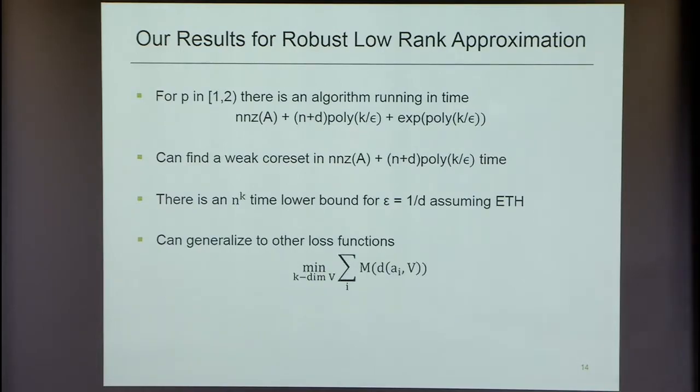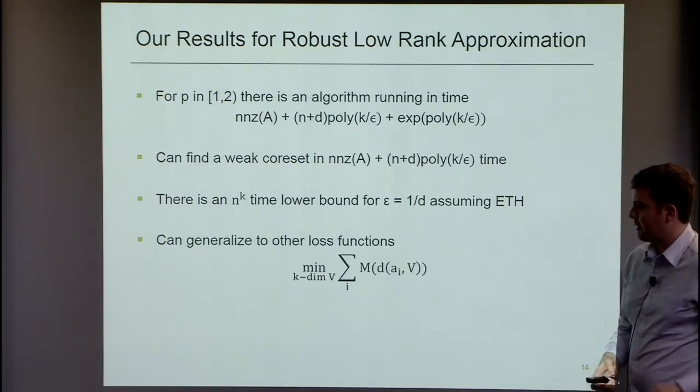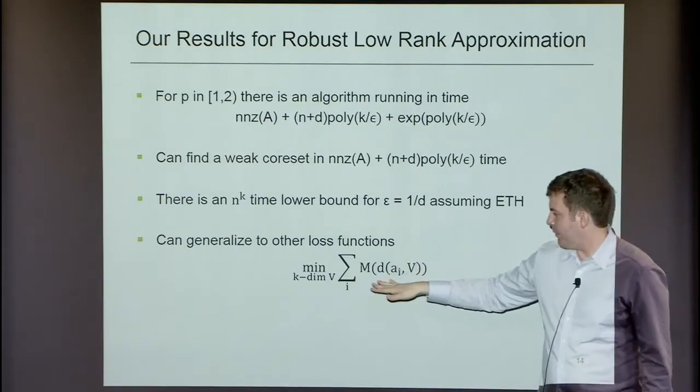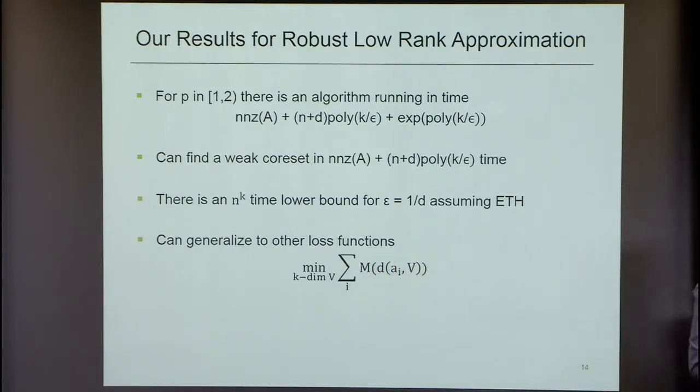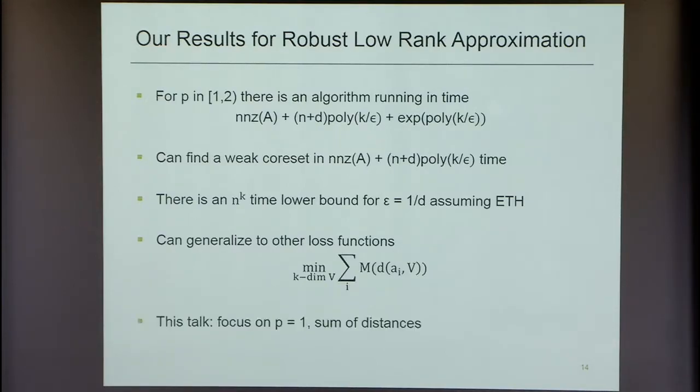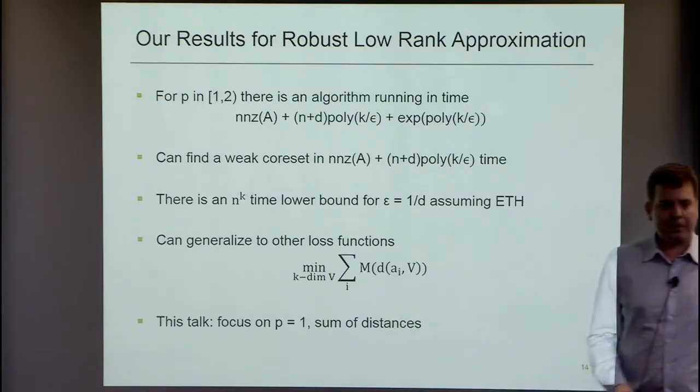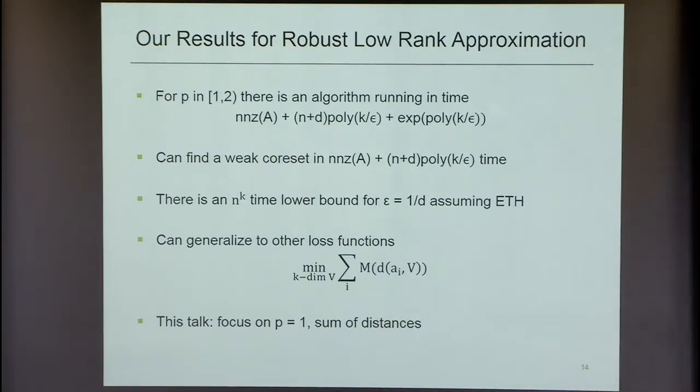We can generalize this to a large class of low-rank approximation problems. Instead of finding a k-dimensional space which minimizes the sum of pth powers, you can imagine general functions of your distances. And for a class of functions, we can get similar running times. I'll just briefly go over the algorithm for the case of p equals 1, when I'm taking the sum of distances.